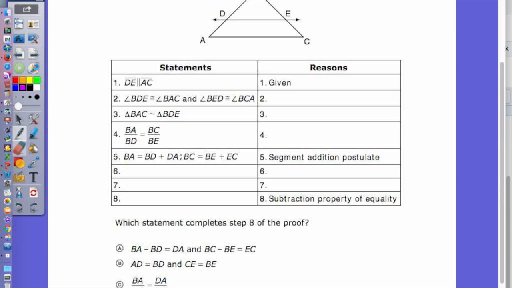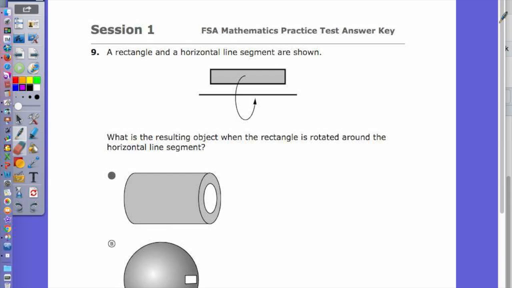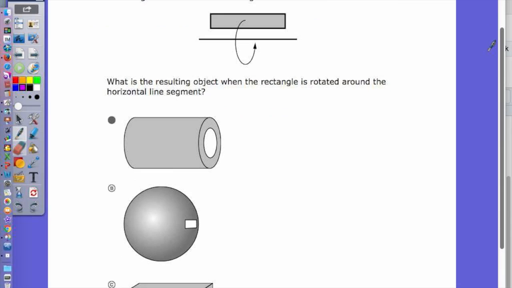Okay? If you need to go to the bathroom again, that's fine. You're good? Okay. 9 should not have been an issue for anybody, correct?